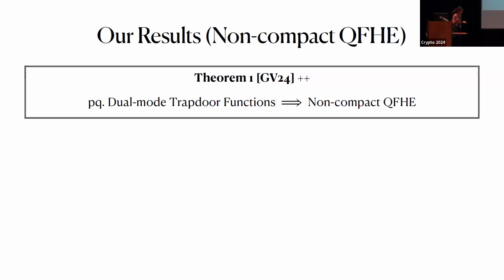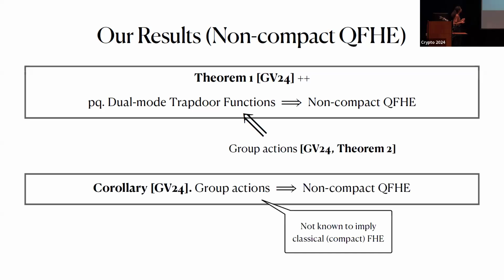We actually see that we don't need classical FHE in the non-compact setting. Just dual mode trapdoor functions suffice. And by our second result, this means that we get a new construction of non-compact QFHE from just group actions. It's interesting to note here that group actions are not known to imply classical compact FHE, but in the quantum setting, they allow us to realize this non-compact version.